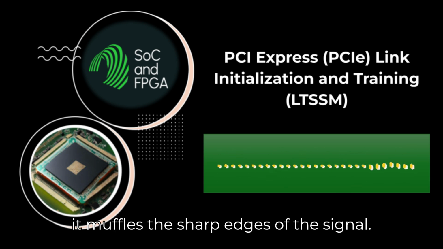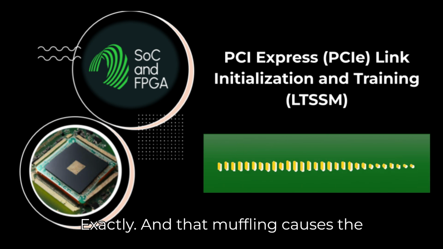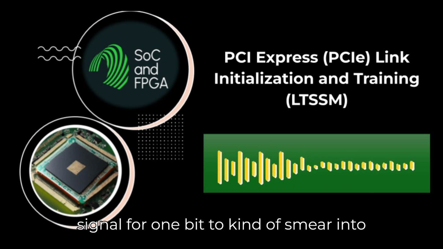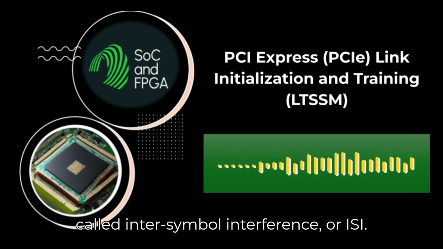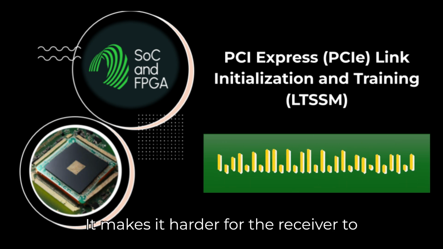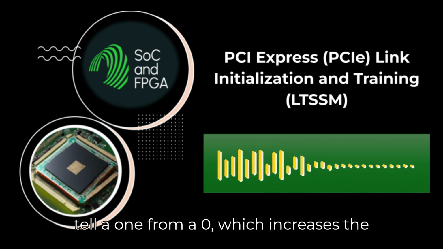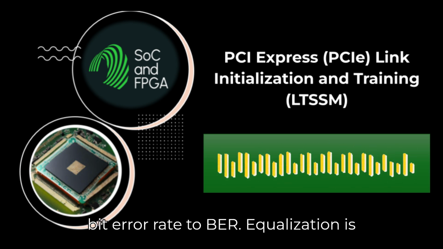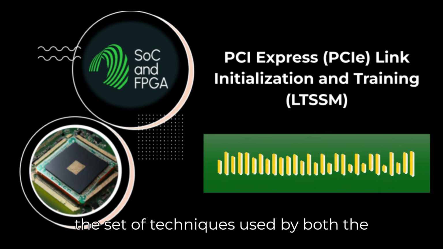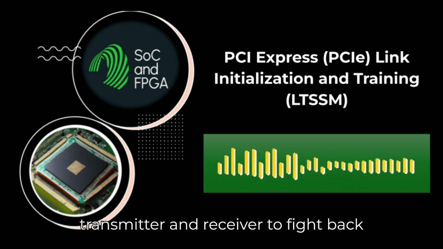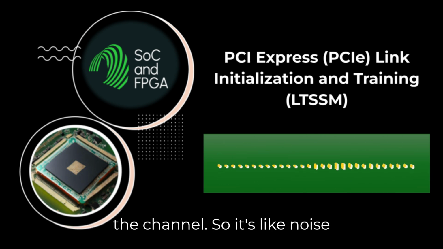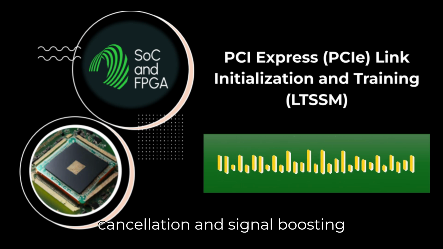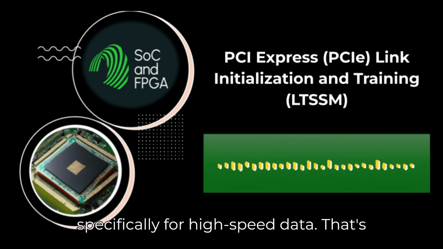Okay, it muffles the sharp edges of the signal. Exactly. And that muffling causes the signal for one bit to kind of smear into the time slot for the next bit. This is called intersymbol interference, or ISI. It makes it harder for the receiver to tell a 1 from a 0, which increases the bit error rate, the BER. Equalization is the set of techniques used by both the transmitter and receiver to fight back against this signal degradation caused by the channel.